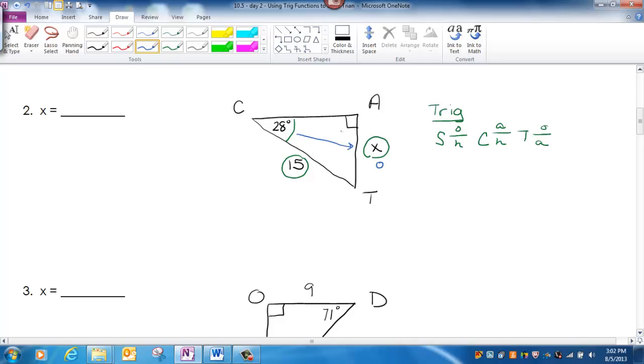And then now look at the 15. The 15 is across from the right angle, so this is the hypotenuse. Okay, now look at our little SOHCAHTOA chart over here. Which trig function, sine, cosine, or tangent, uses O and H, opposite and hypotenuse? It's sine. So what we're going to do is say sine of the degree measure. So sine of 28 degrees equals opposite over hypotenuse, so x over 15.